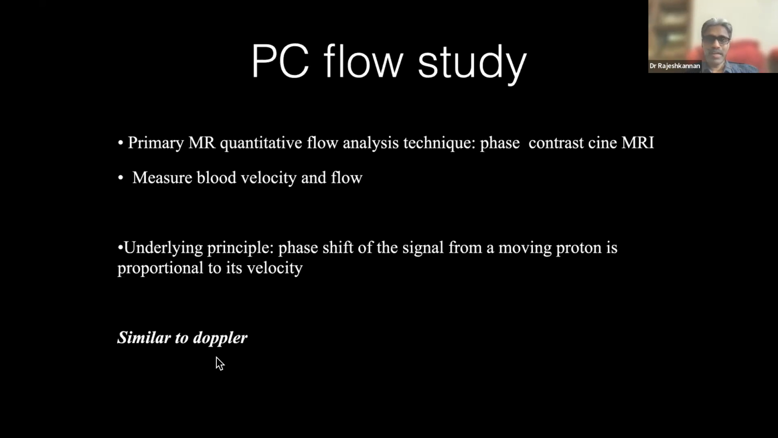And the phase shift which occurs in phase contrast MRI is similar to the Doppler. We all know that the principle of Doppler is that any moving, flowing structure will produce a Doppler shift which can be visualized as a red or a blue color, and we can even quantify the velocity. So something similar happens in the phase contrast flow study also. How exactly we measure this so-called phase shift, we will discuss.